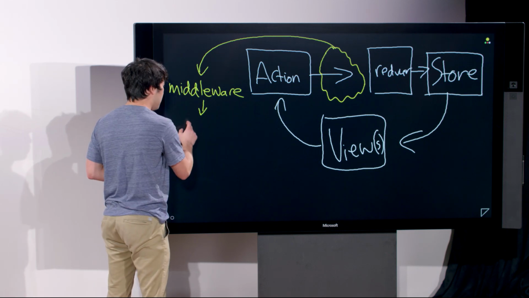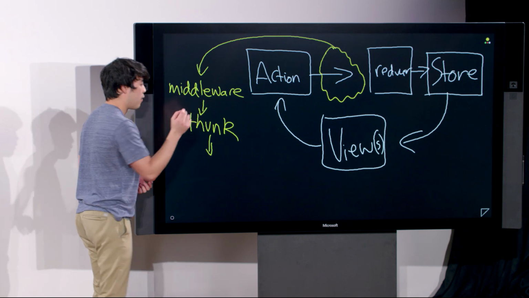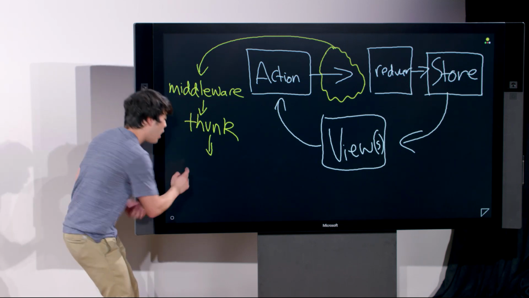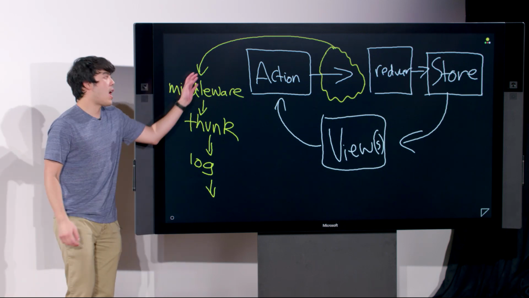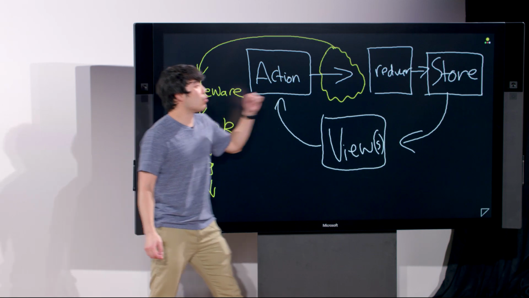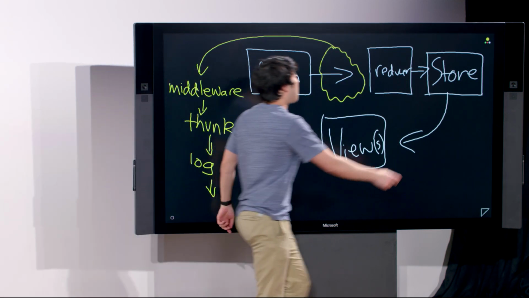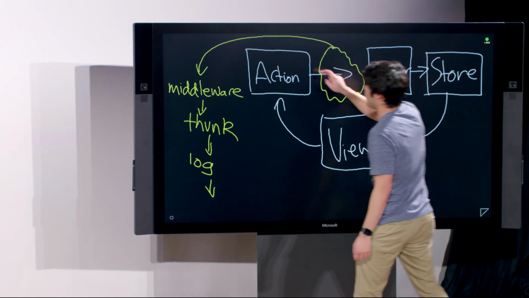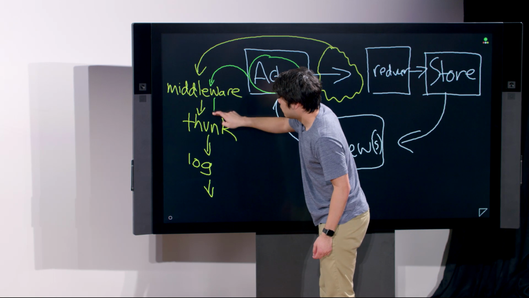We could have our thing called thunk. If we wanted to log all of our asynchronous actions, maybe we'll log things as they come through this middleware. And so when we get an action, rather than going directly into the reducer, we have the chance to pass it into this middleware chain. So this action gets passed into the middleware.